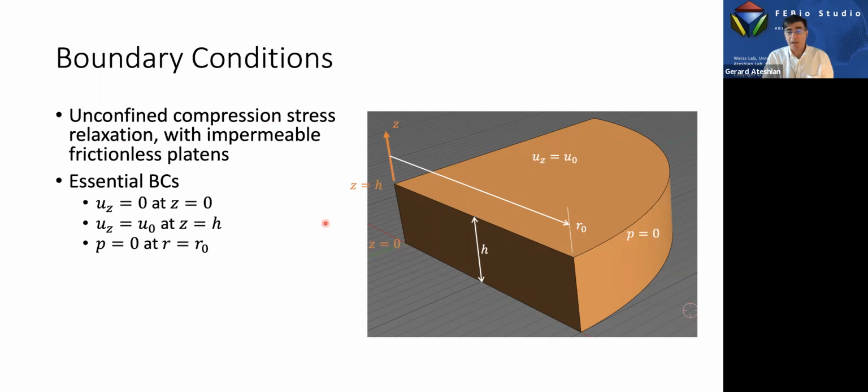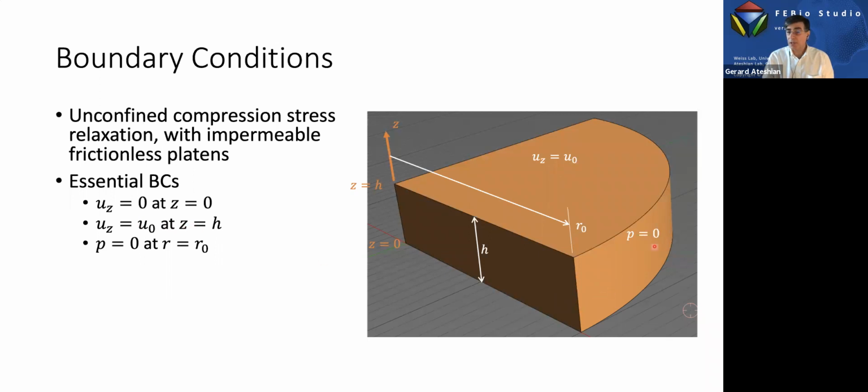So what are the essential boundary conditions? Obviously, at the bottom face, I don't want it to move. The bottom face is the one that's underneath this line here. I want UZ, the displacement in the Z direction, to be 0 at the bottom face. And at the top face, I want to prescribe the displacement. I want to compress it by 50% of its initial thickness in 1 second, right? So I prescribe it using a load curve for U0 equal to H.